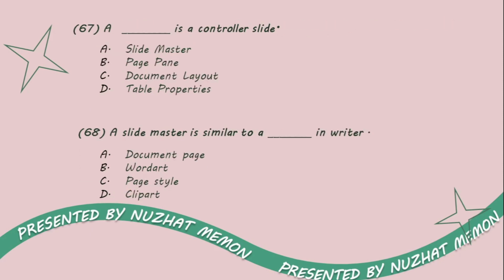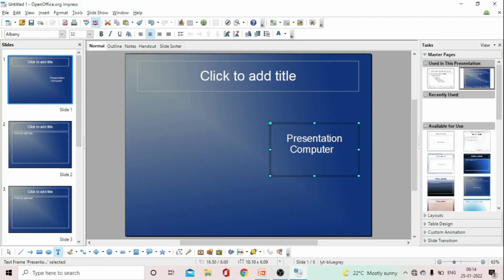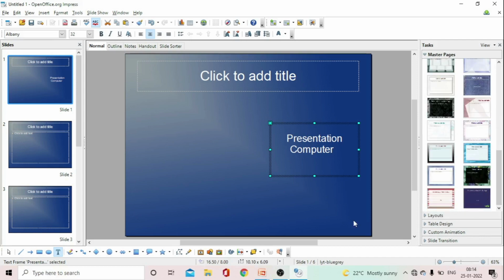Next, 67. A slide master is a controller slide. So what is a controller slide? Yes, slide master is the controller slide. 68. A slide master is similar to a page style in Writer. So it is similar to a page style in Writer, right? 69. There are 28 predefined slide masters in Impress. So there are basically 28 predefined slide masters in Impress. Let me show you here. So these are different slide masters and they are basically 28 in total.